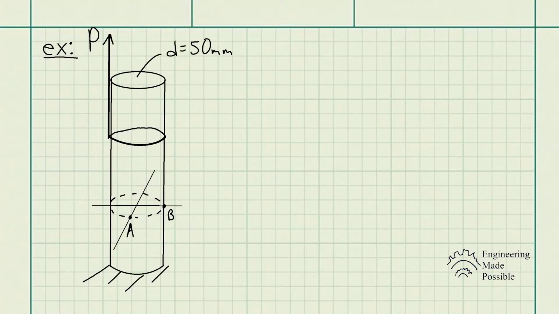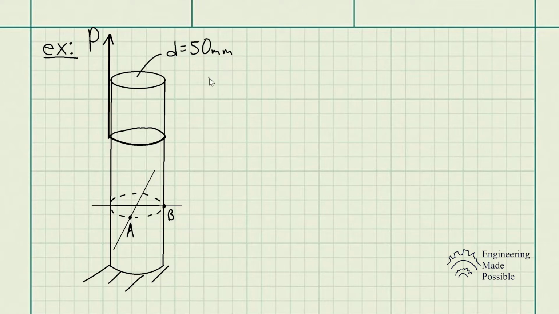So for this problem statement, we have: determine the maximum load P that can be applied to the sling, having a negligible thickness, so that the normal stress in the post does not exceed the allowable stress of 30 megapascals. The post has a diameter of 50 millimeters.